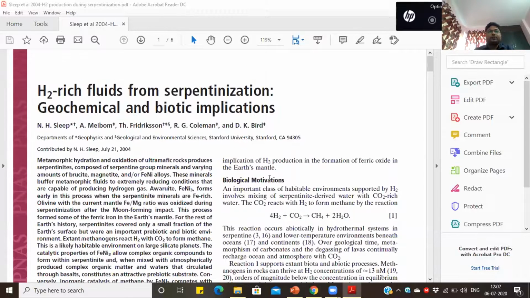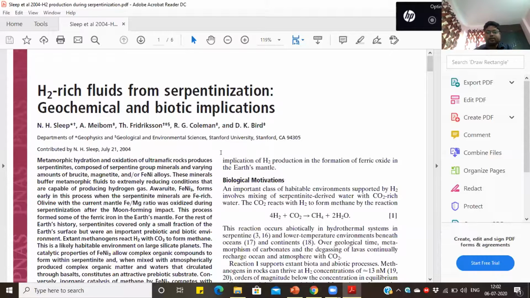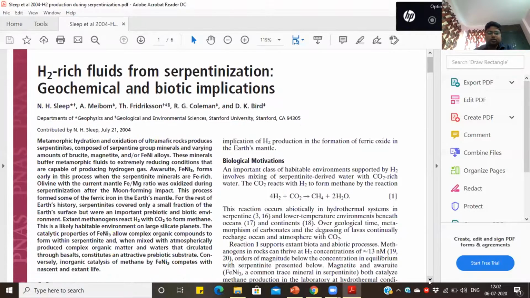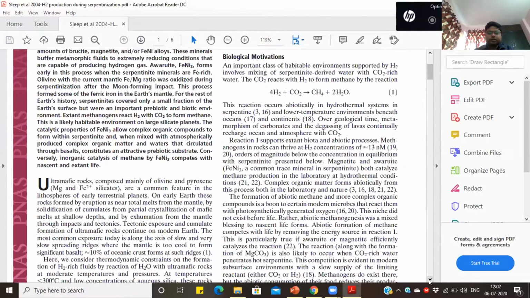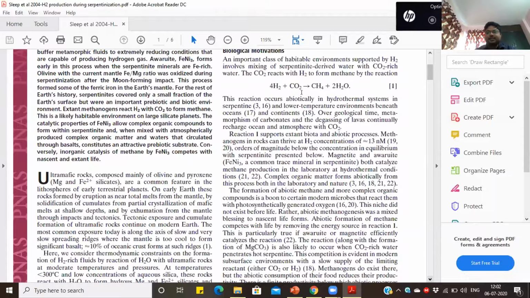So you see, this is a paper from 2004, actually. It came out in PNAS, and there they explained H2-rich fluid from serpentinization, its geochemical and biotic implications. So to answer both of your questions, this is the reaction that is required: H2 plus CO2 gives CH4 plus water. This is the overall reaction they are considering.